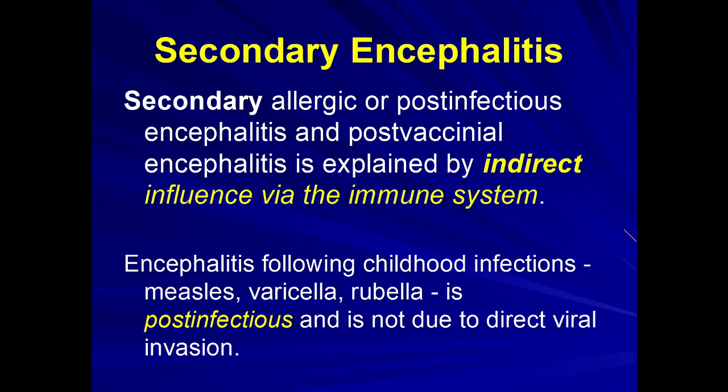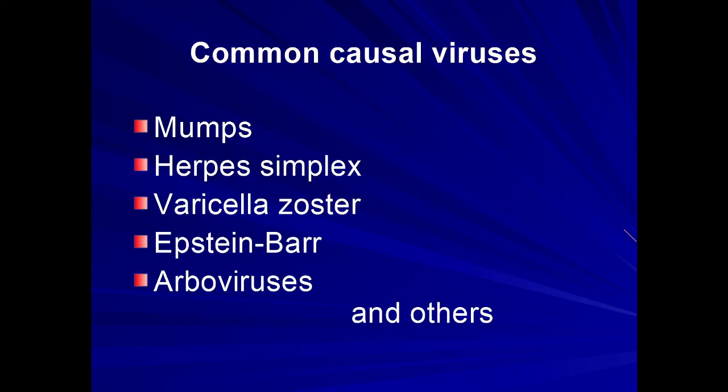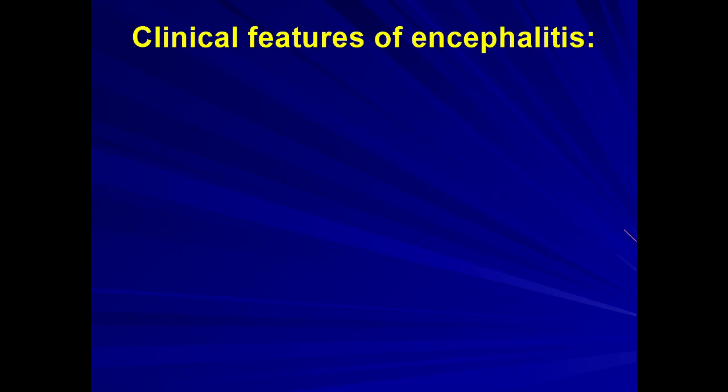Secondary encephalitis, allergic or post-infectious and post-vaccinal, is explained by indirect influence through the immune system. Encephalitis following childhood infection, such as measles, varicella, rubella, is post-infectious and usually is not due to direct viral invasion. Common viral encephalitis causes can be mumps, herpes simplex, varicella zoster, Epstein-Barr, arboviruses, and others.